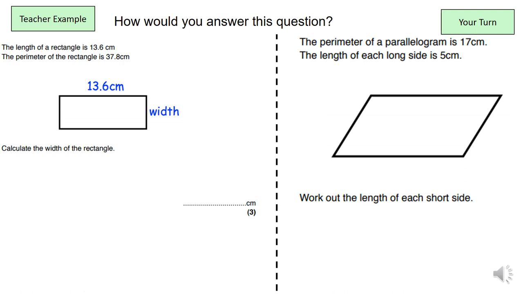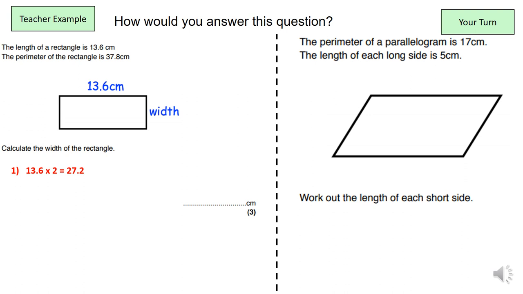So the length of a rectangle is 13.6 centimeters. The perimeter is 37.8 centimeters. Calculate the width of the rectangle. So the first thing we need to do is add the two 13.6s, so the top and the bottom, which hasn't been given to us. You can either add them or times them by 2. It's the same thing. Now 13.6 times 2 is 27.2.